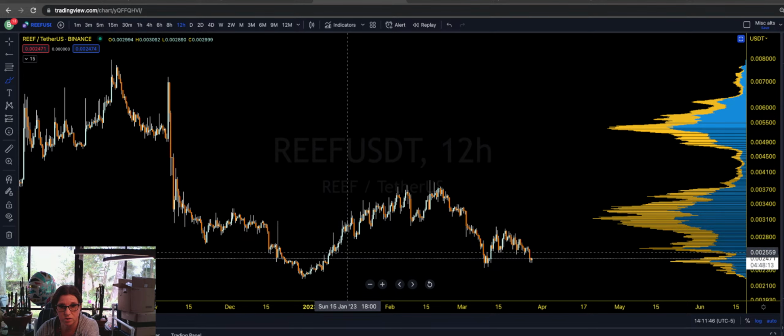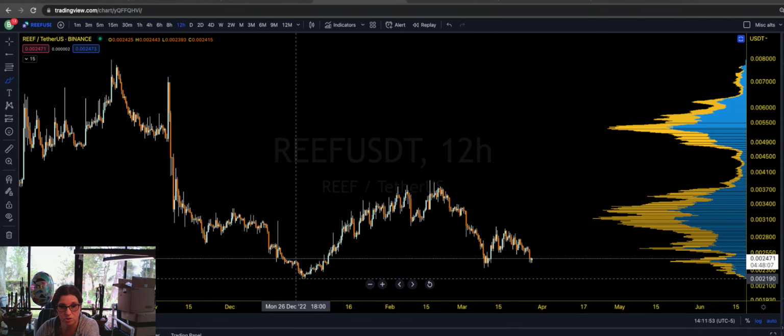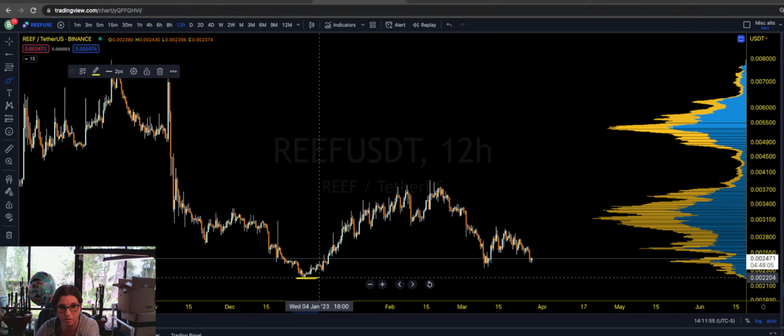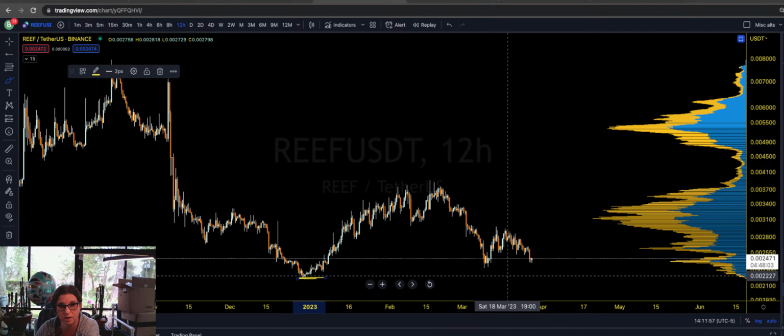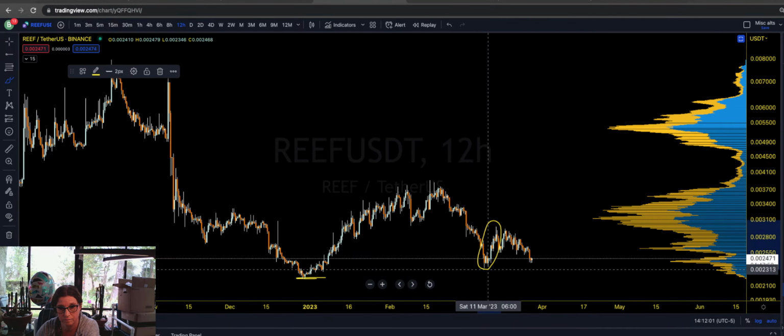All right, so this looks like a 5-wave move here. Because it's getting so close to the bottom down here, this one really needs this wave right here to be the start of something. And to not break this low.